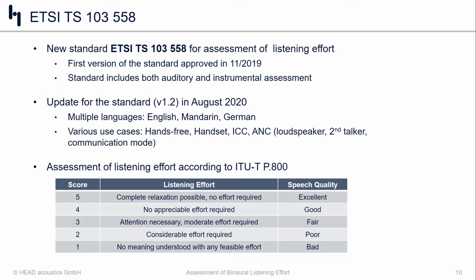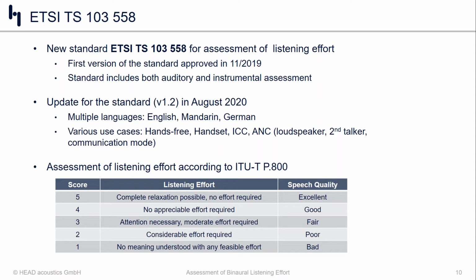And very, very recently, August 2020, the standard was updated, now includes multiple languages, a lot more use cases. And just so we're all clear, we're still using the MOS scale according to ITU-T P.800. And you can see we've listed the listening effort score. Again, we go from 5 being the highest, 1 being the lowest, and then alongside it, we've listed the equivalent speech quality descriptors. So when we talk about listening effort scores or MOS scores being a 4 or a 5, obviously that's good or excellent.